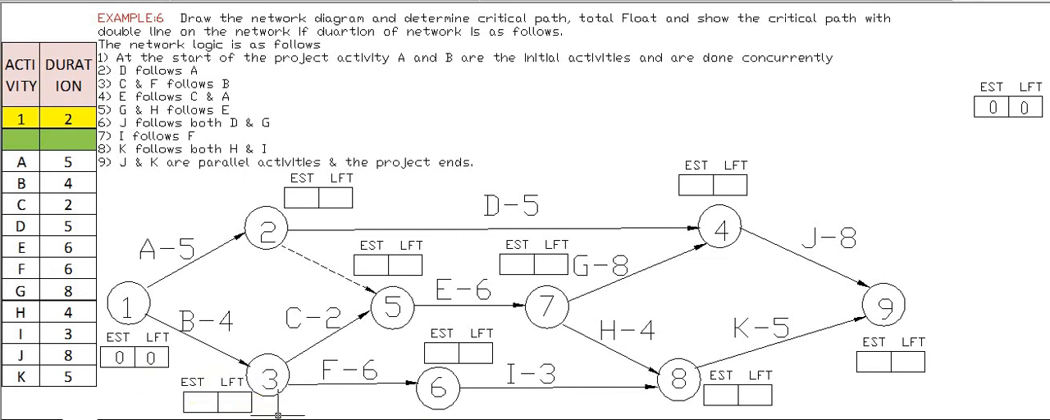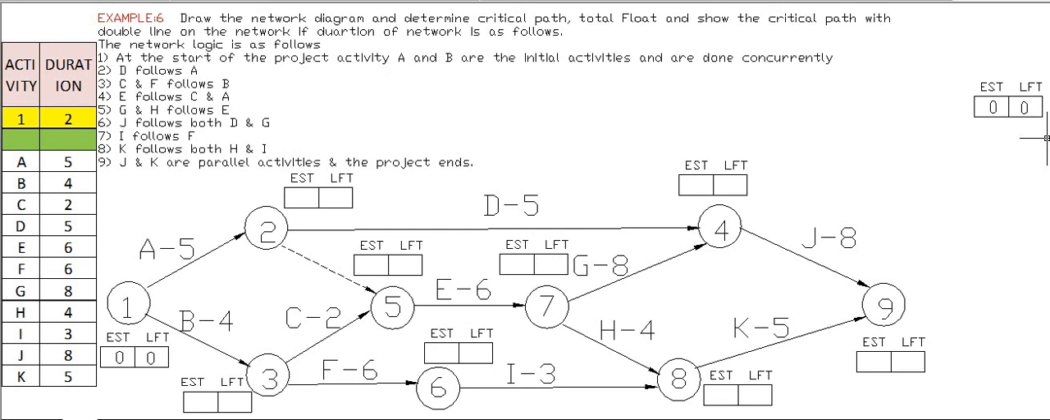In front of third node we have copied, then in front of fourth node, next fifth, next sixth, seventh, eighth and ninth. That means EST, the earliest start time, and latest finish time are to be calculated, and in front of each node we have copied. So one by one we will calculate earliest start time and latest finish time.